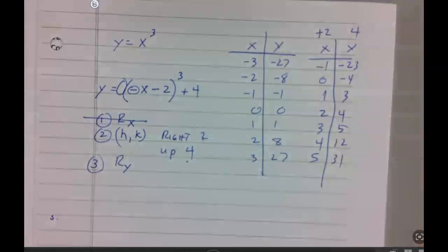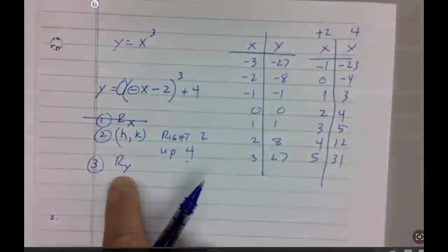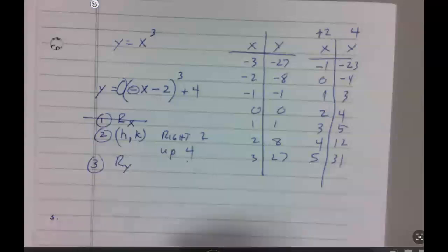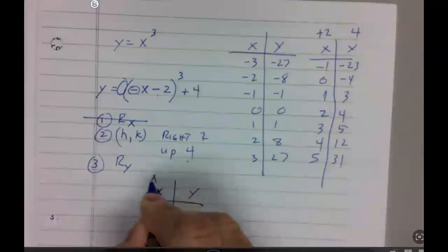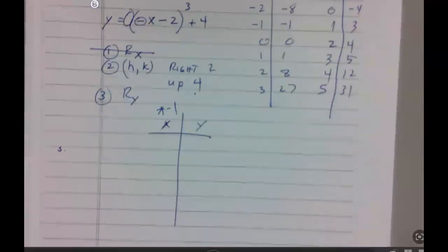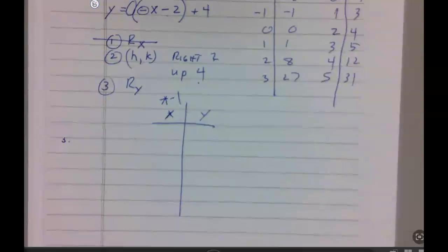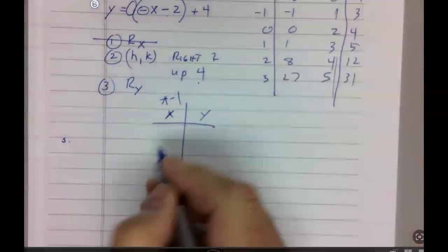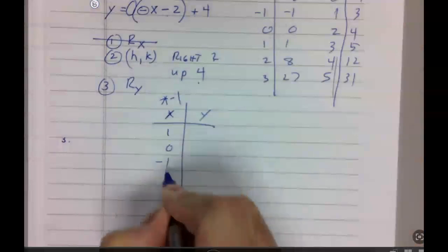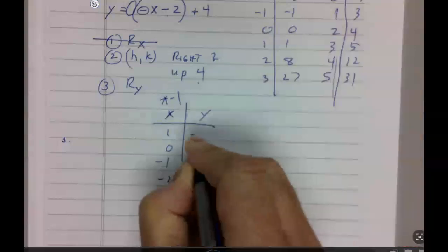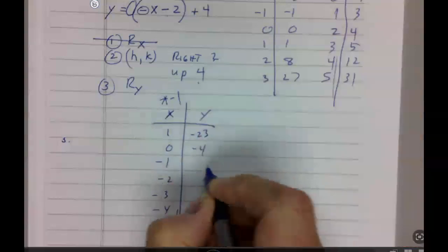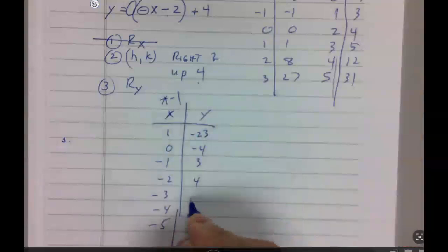And then now I'm going to reflect across the Y. So I reflect across the Y-axis, but I'm going to negate all the X's. So that means now I have to multiply all the X's by -1. Is this making sense now? Okay, so then all those are going to change signs. 1, 0, -1, -2, -3, -4, -5. And the other ones stay the same. Does that help now?